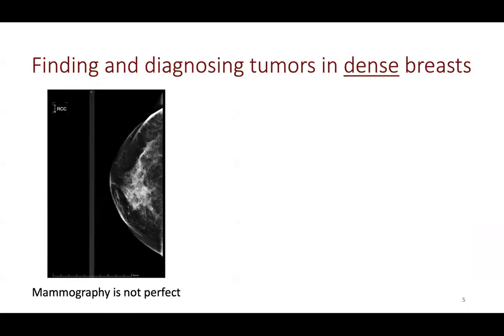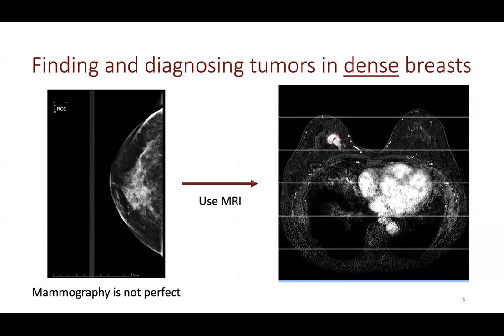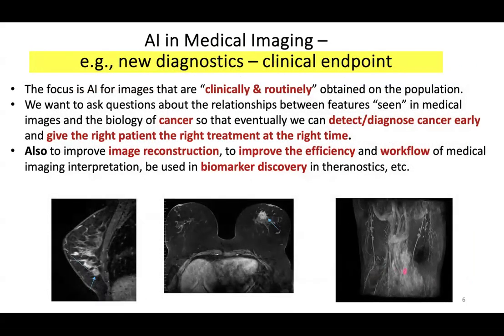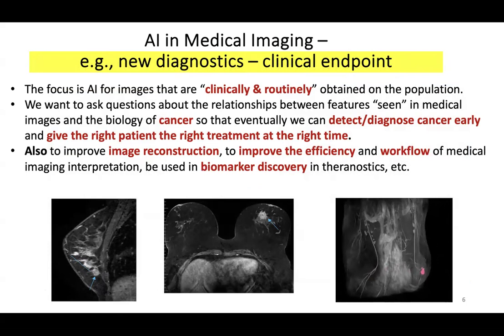Finding and diagnosing tumors in dense breasts is a major problem affecting many people. Mammography is not perfect. However, there are other modalities, such as MRI, used here to see that tumor and to assess it. So that's giving you a feel for what kind of images are being looked at.